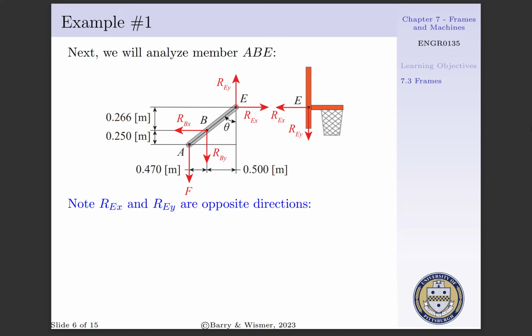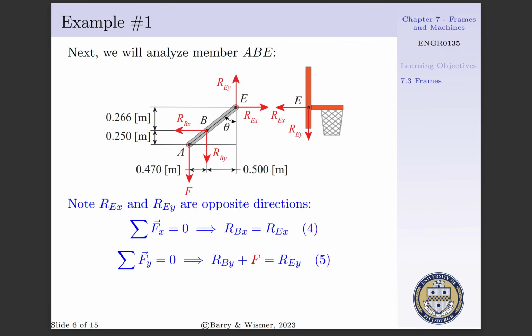Next, we will analyze member ABE. Now, when analyzing member ABE, we have to be careful about the specification of our reactionary forces at point E. These forces must take the opposite direction as what was applied on the backboard at point E due to Newton's third law. Therefore, if we proceed with the summation of forces in the x direction and set those equal to 0, we find that Rbx is equal to Rex. This will be denoted equation 4.